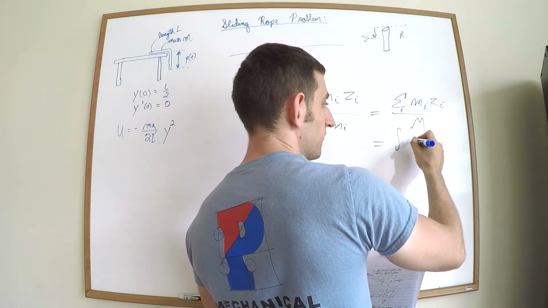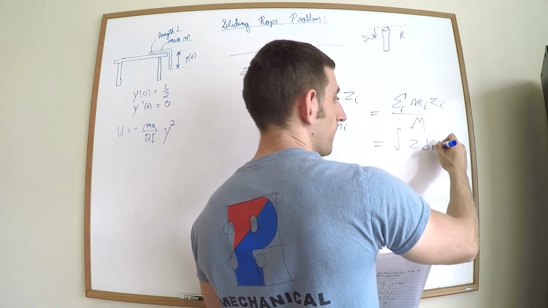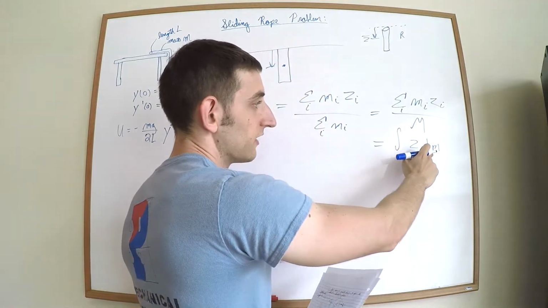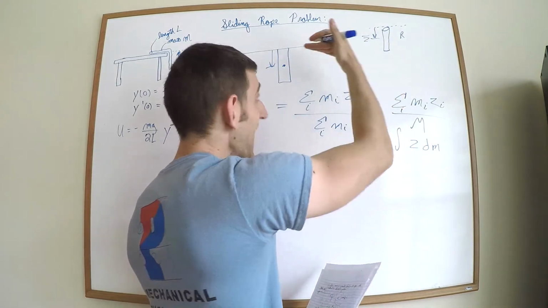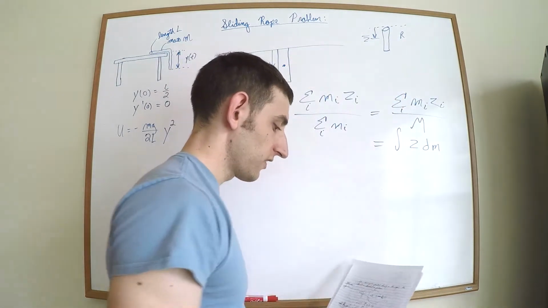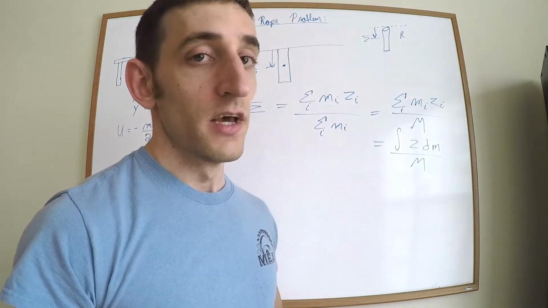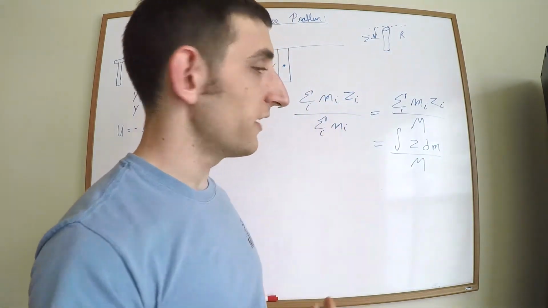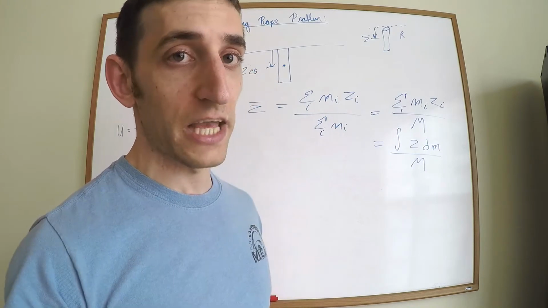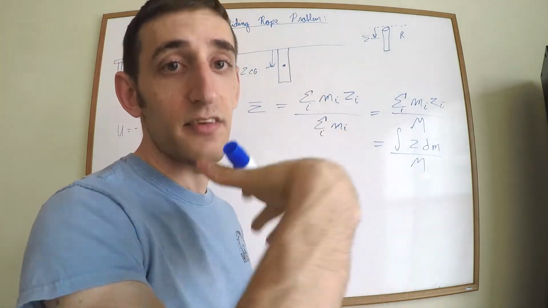So this becomes Z dm, the distance times the infinitesimal mass, and then we add up along the entire length, and then we divide by the total mass. So this is how you could figure out the expectation value or the center of mass, center of gravity.